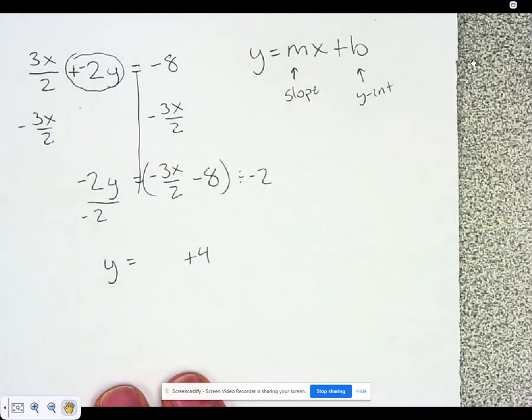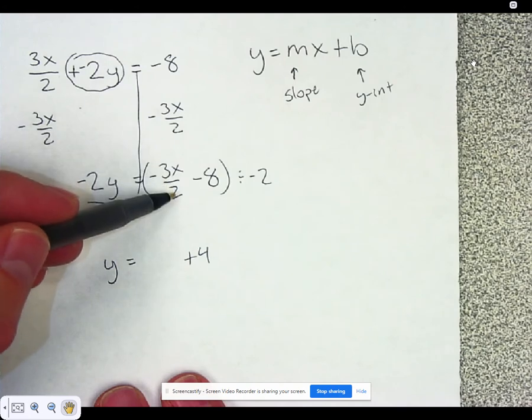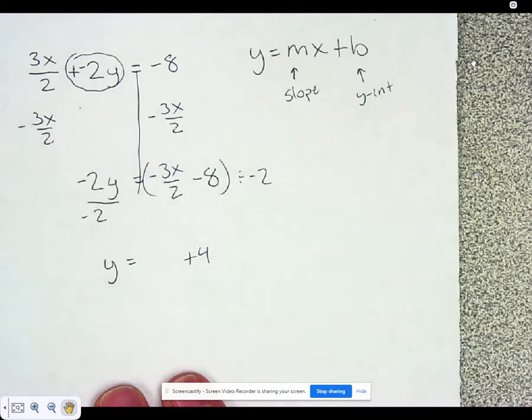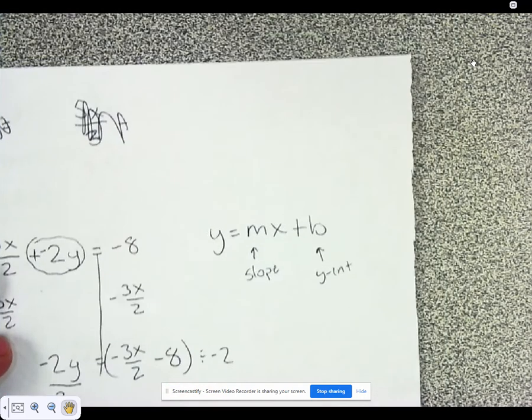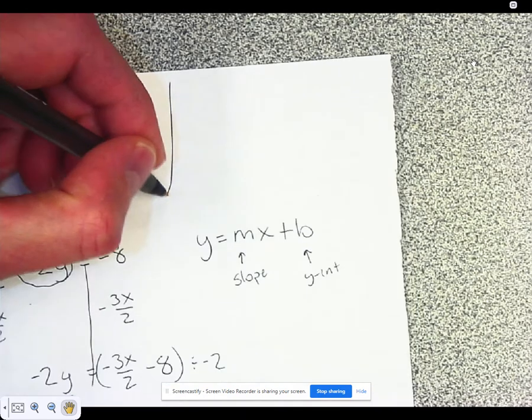So I can get that right away. Negative 3 halves x divided by negative 2, that just sounds like a lot of work. So maybe another way to think about it, and I'm going to do a little bit of scratch work. Maybe I'll do it up here. So this is scratch work.